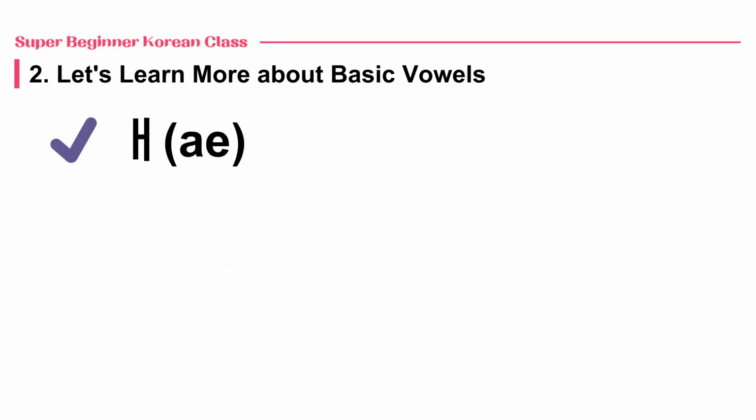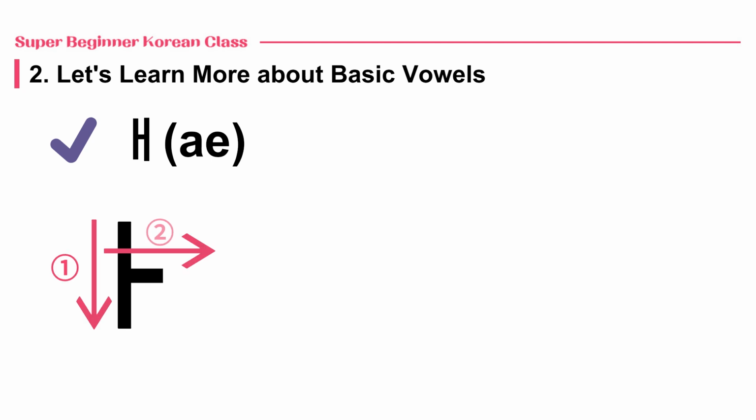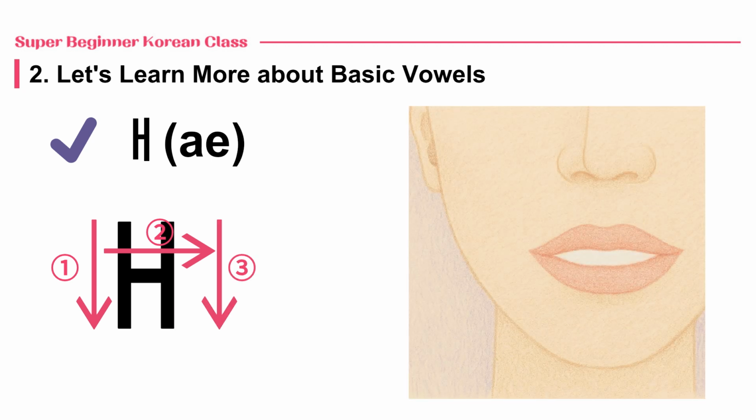Next is E. Write a vertical line, then a short line from left to right, and another vertical line from top to bottom. Open your mouth and lower your tongue. Repeat after me. 에, 에, 에.